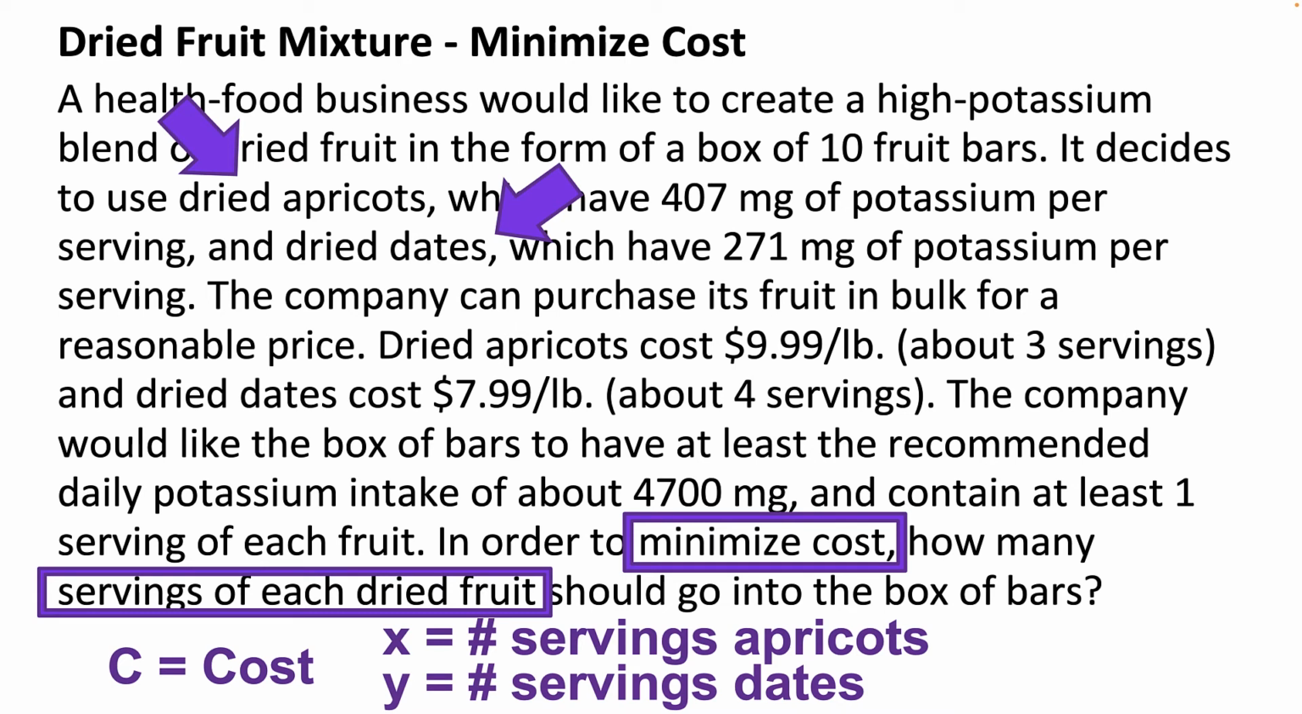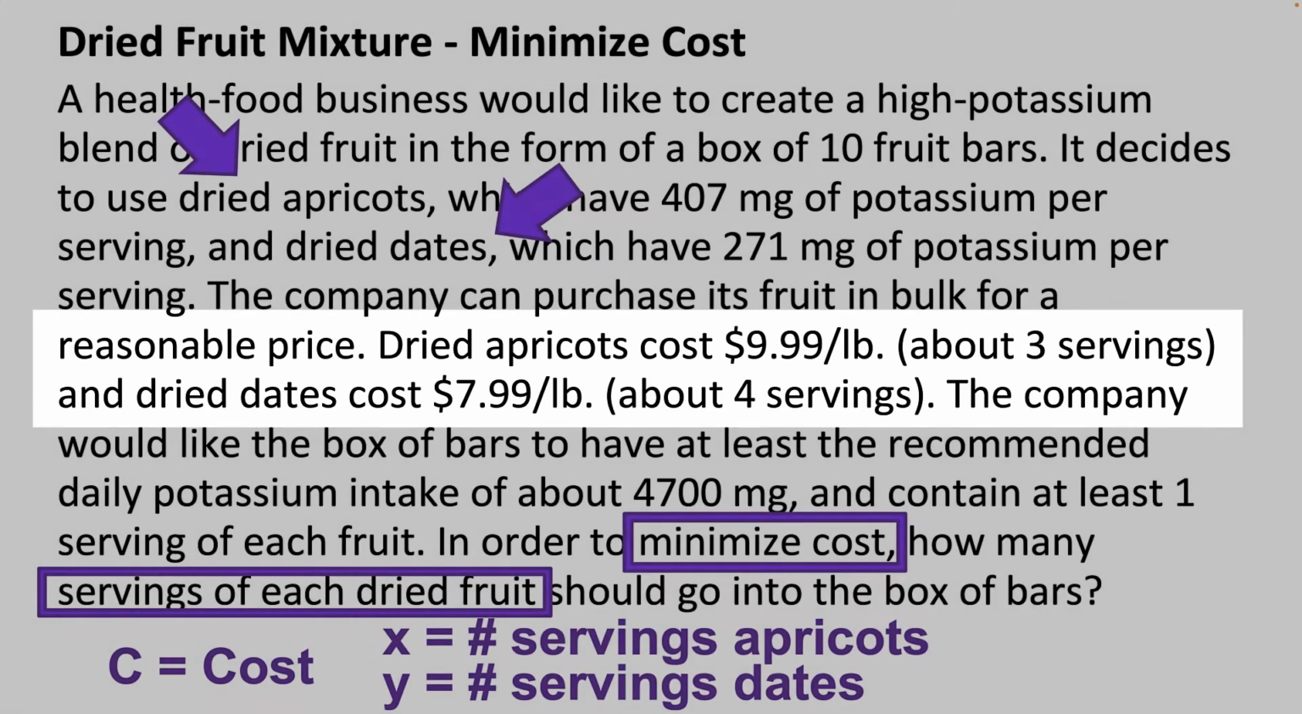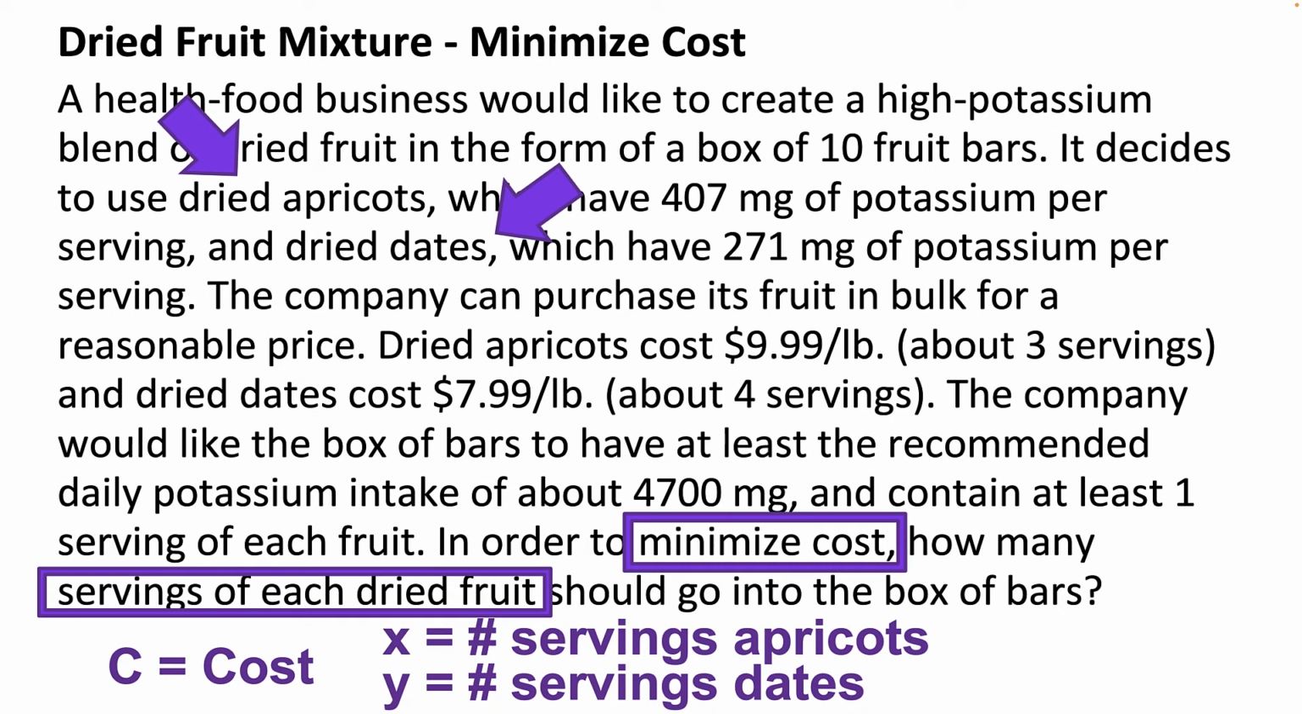Now that we know what the goal is and we've defined our variables, let's try and see how all of these variables are related so we can build our objective function. Toward the middle of this paragraph, we see that dried apricots cost $9.99 per pound for about 3 servings, and dried dates cost $7.99 per pound for about 4 servings. This will help us relate the cost, which is what we're trying to minimize, to our variables, which are the number of servings of apricots and dates.